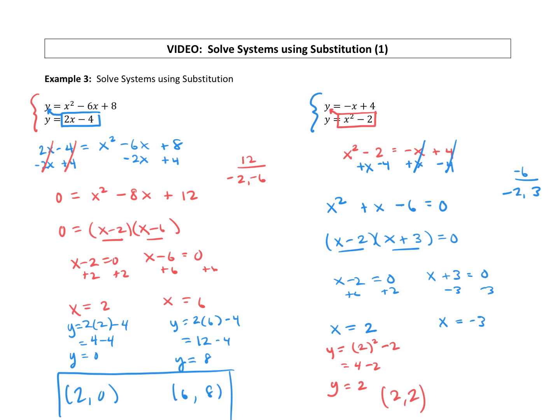Now I'm going to plug in a negative 3. y equals negative 3 squared minus 2. Negative 3 squared is a positive 9. And 9 minus 2 is 7. So y equals 7 when x is a negative 3. So our other solution is negative 3 for the x, positive 7 for the y.